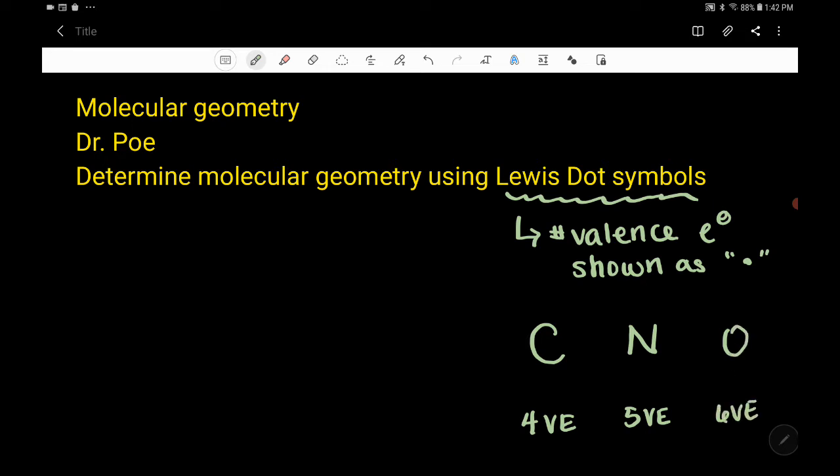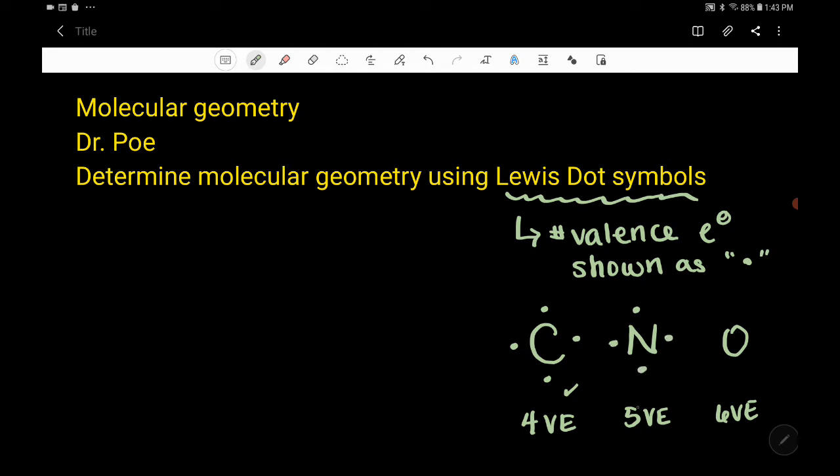The rules for making these Lewis dot symbols are that you add one valence electron to each side. Imagine a big square and you add one for each side, clockwise or counterclockwise, starting at the top or the bottom, it doesn't matter, until all the valence electrons are on there. So this is what the Lewis dot structure for carbon looks like. We see all four valence electrons, starting with one dot per side: one, two, three, and four.